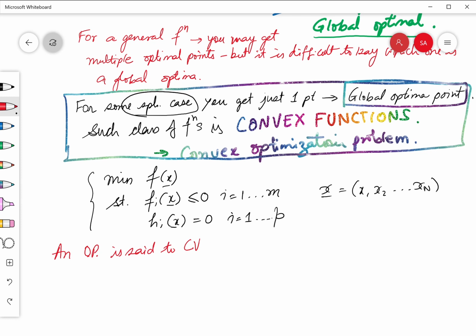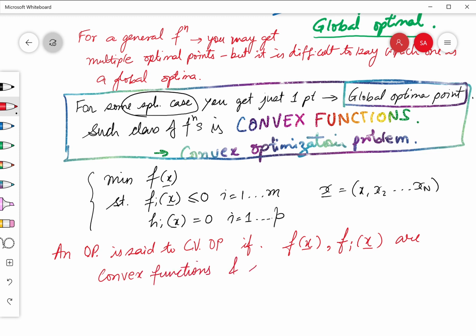Okay, let me write it like this: a convex optimization problem if f(x) and f_i(x) are convex functions and h_i(x) are linear functions. There is another way of writing linear functions. It is also called affine functions.